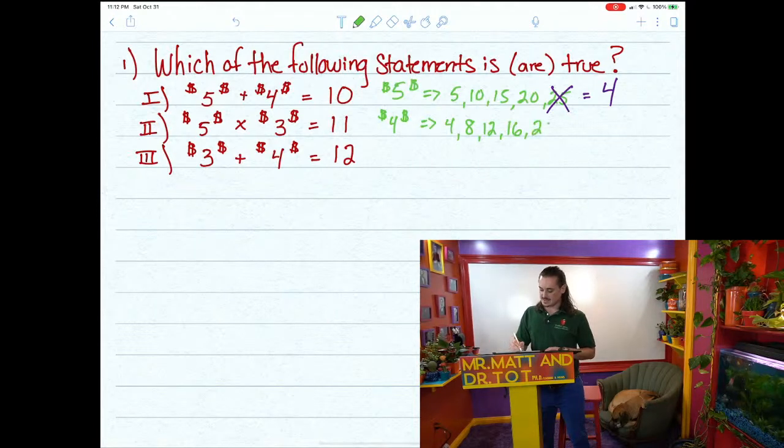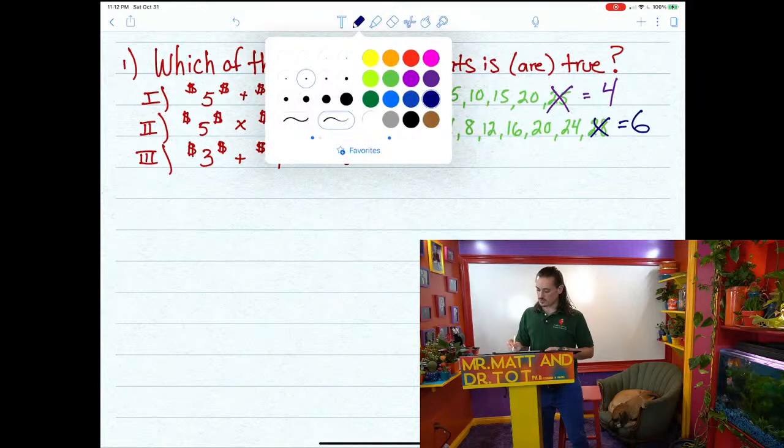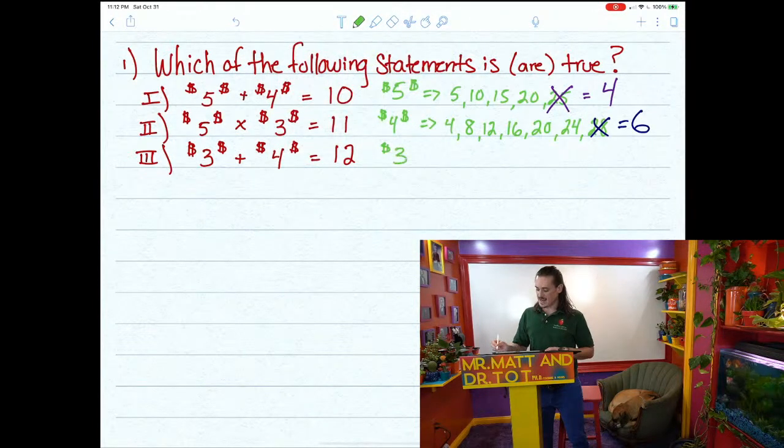And then lastly, $3, if we list out the multiples, 3, 6, 9, 12, 15, 18, 21, 24, 27. Again, 27 is not less than 25, so we'd have 1, 2, 3, 4, 5, 6, 7, 8 values, 8 multiples of 3 less than 25.